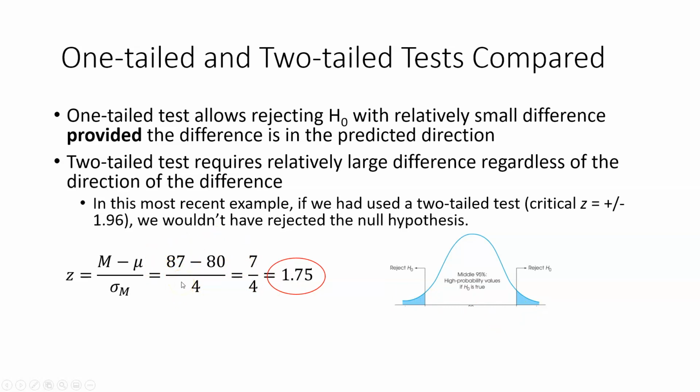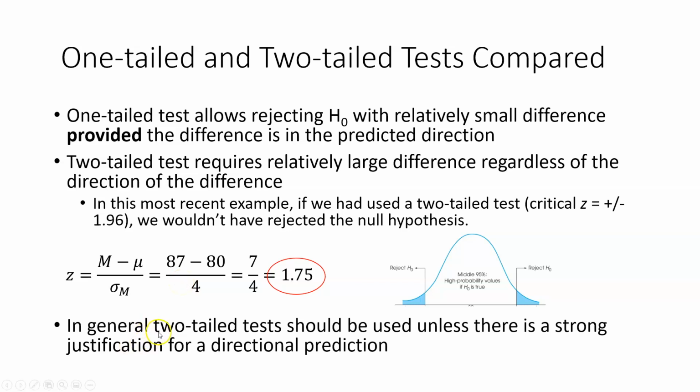if we hadn't had a one-tailed test. In general, two-tailed tests should be used unless there is a strong justification for a directional prediction. Most peer-reviewed journals in which science is published today will not accept your paper if there is a one-tailed test.